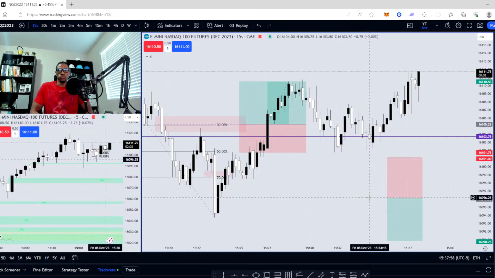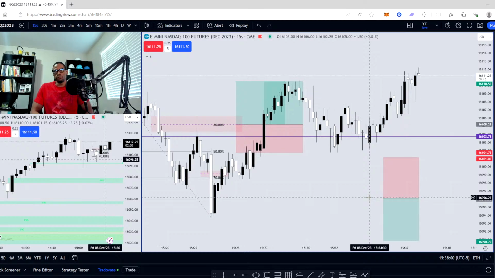But for the most part, I really like sitting on the 30-second and just waiting for things to happen there and not forcing it. And a large part of that is because that's the time frame that I back test, so that's the time frame that I'm comfortable with.